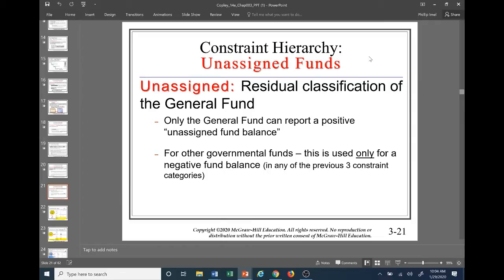So last class on Monday we left off on the constraint hierarchy, with the different levels of constraint that is placed on fund balance. We left off with unassigned funds. Anyone have any questions on anything we covered so far from last class? We're good so far.